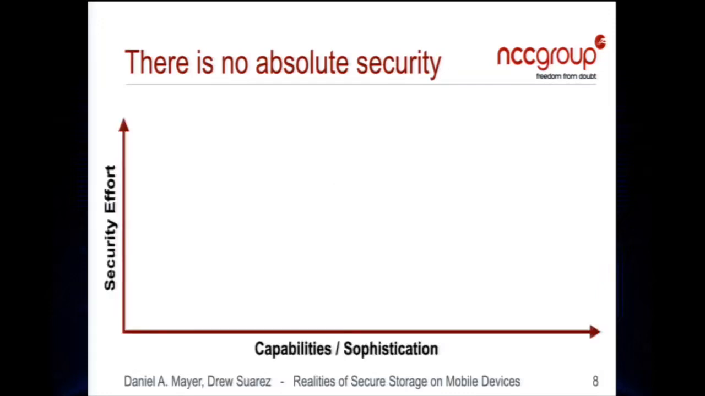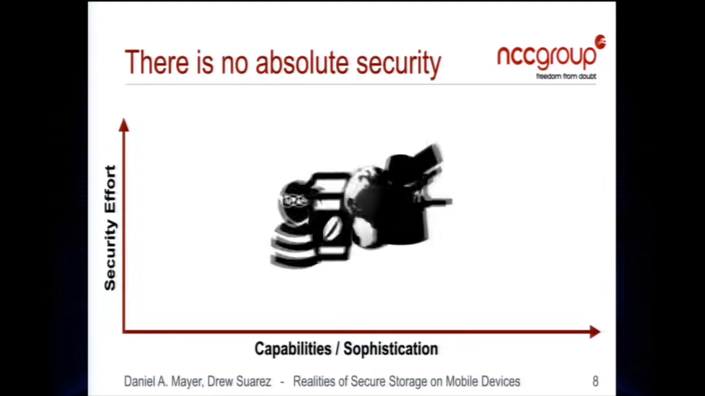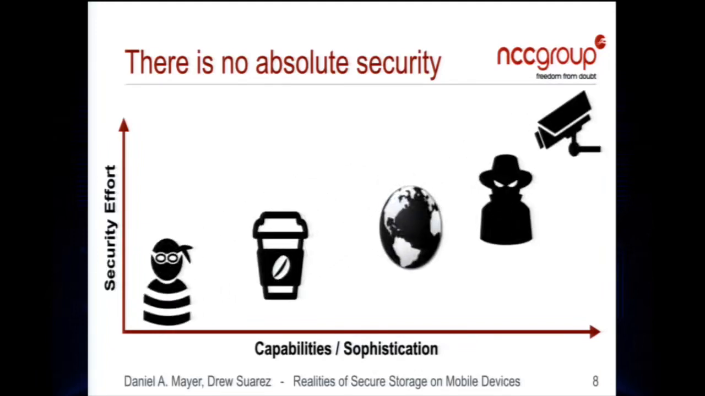So if we put these on a graph of the security effort to defend against, as well as the sophistication needed for these attacks, you can see here, obviously the coffee shop attacker is very easy to do and a very unsophisticated attack. We move all the way up to nation states.